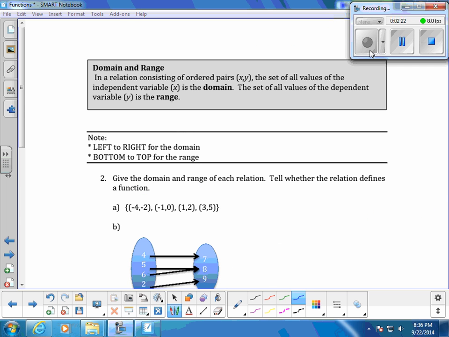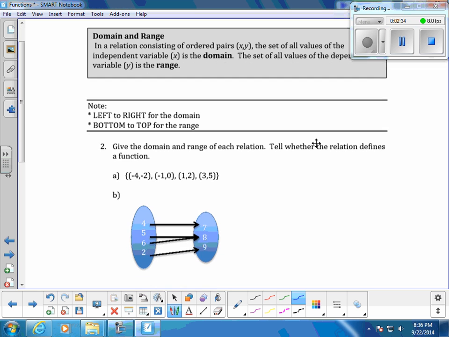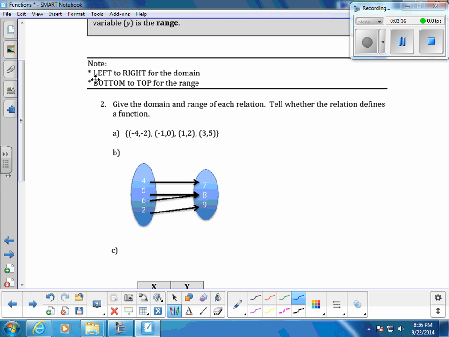Next, we're going to look at domain and range. So in a relation, when you have an ordered pair x and y, the set of all the x values is the domain, and the set of all the y values is the range. And take note that when you graph these things and when you name them, you want to name the domain from the left to the right, and the range from the bottommost point to the topmost point.